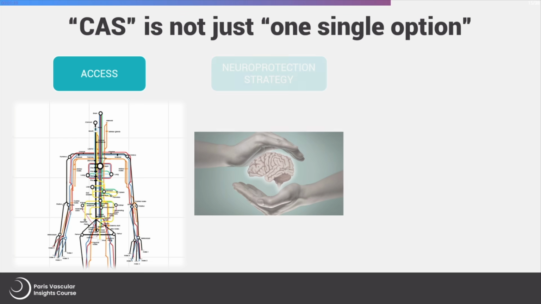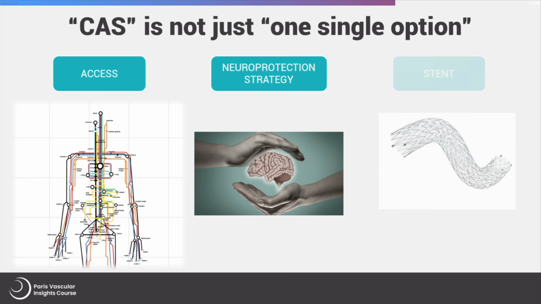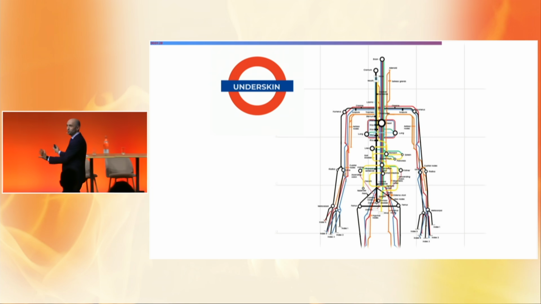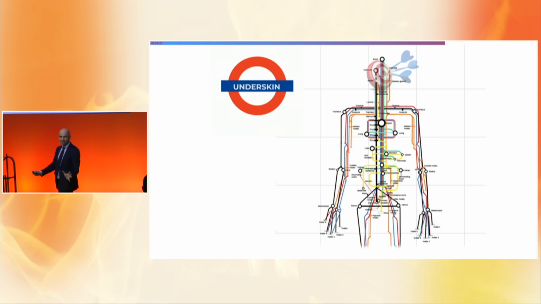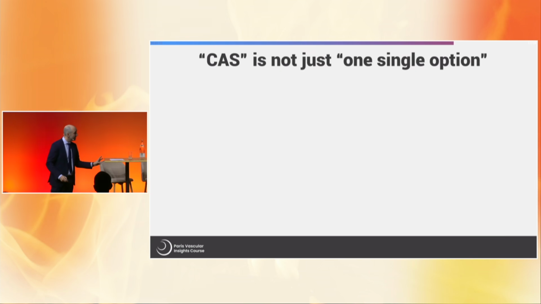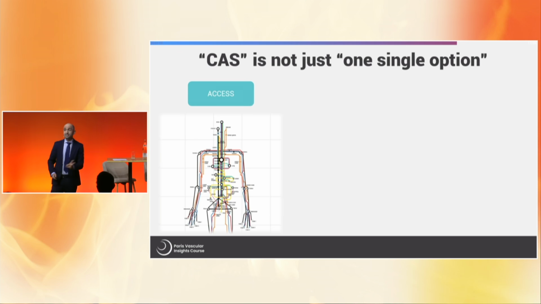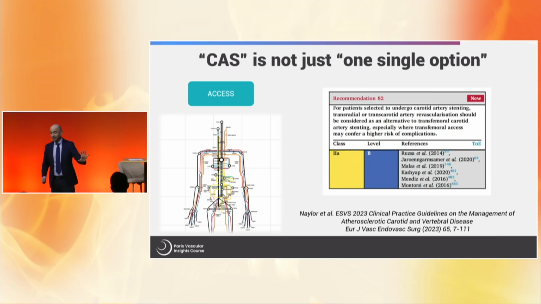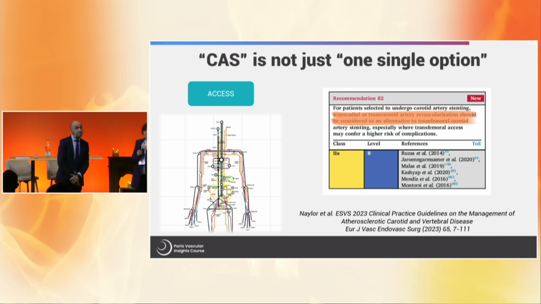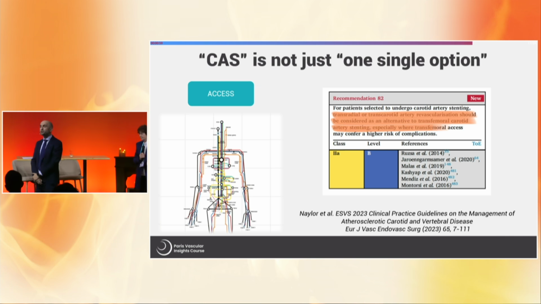The access you choose, the neuroprotection strategy you use, and the stent you're going to implant will definitely impact your outcomes. Whenever I talk about access, I have to show this slide. Think about the destination. Think about the 3 different routes we can have: transfemoral, transcarotid, transradial. And if we talk about access, which is the main topic of my talk, this is the recommendation of the guidelines.